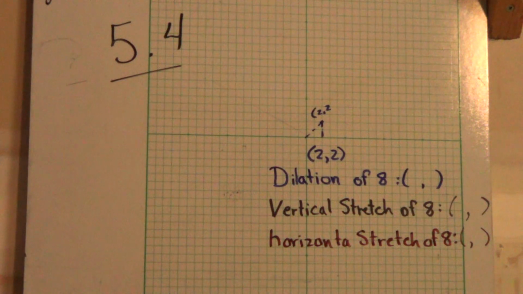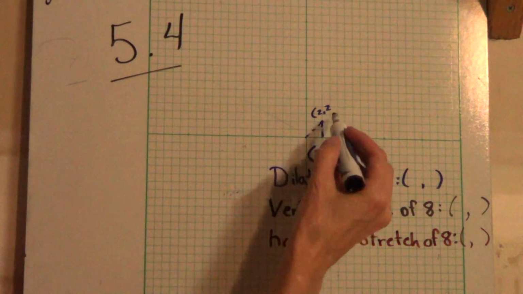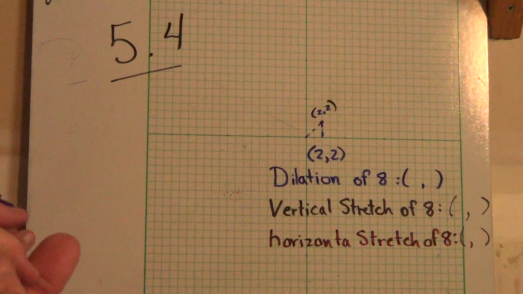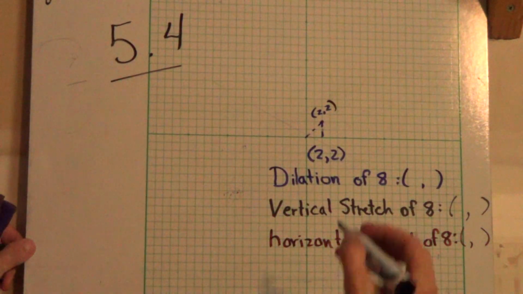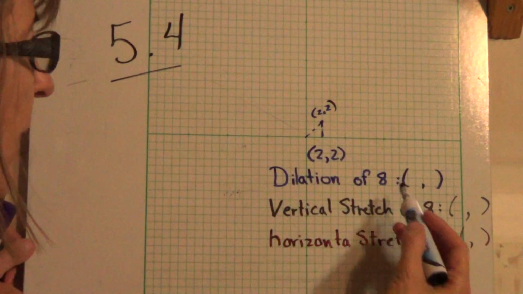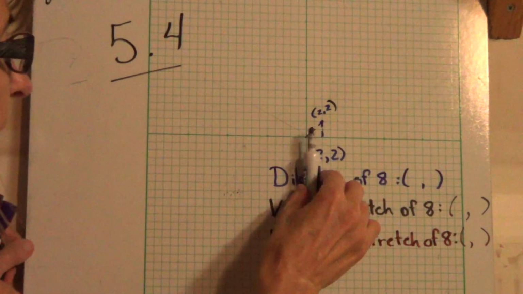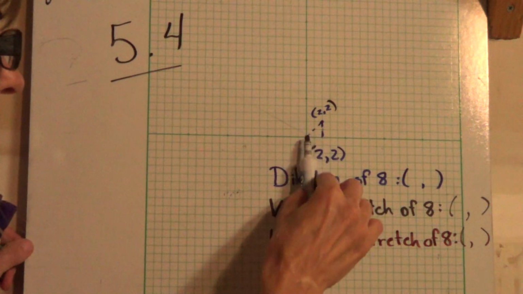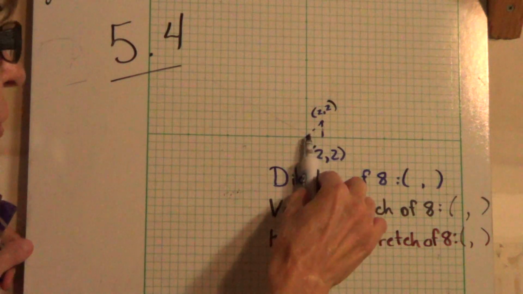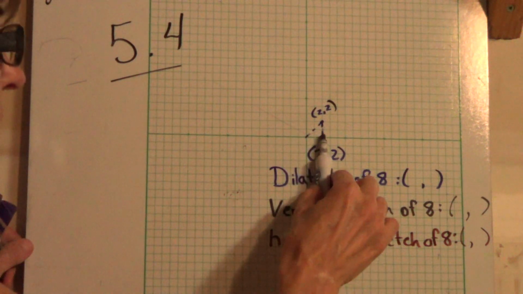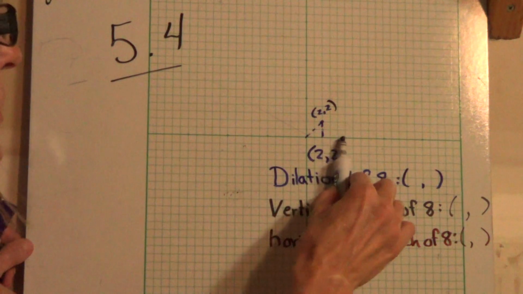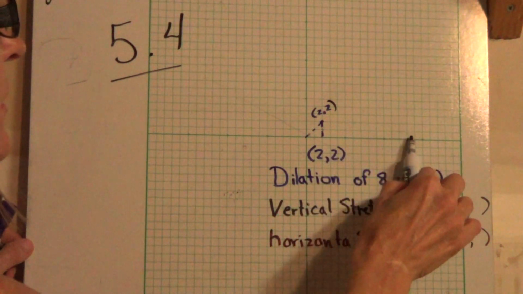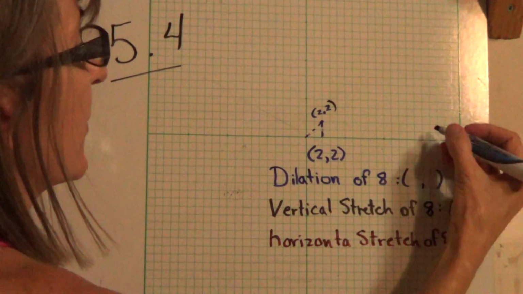Right now, dilations. If I have a point, let's say it's (2, 2), and I want to dilate it, a dilation means that it's going to enlarge in all directions. So let's say I dilate it by a factor of 8. I would move out on the x-axis 8 times this distance. The distance there is 2, so I would go 4, 6, 8, 10, 12, 14, 16.